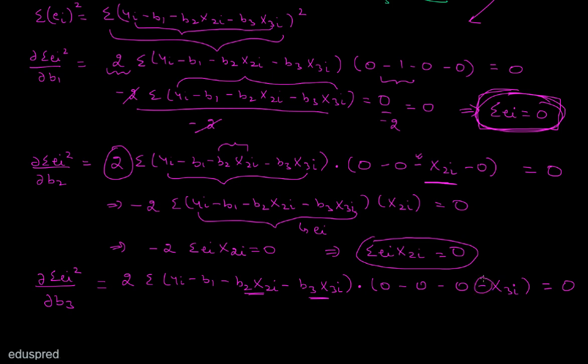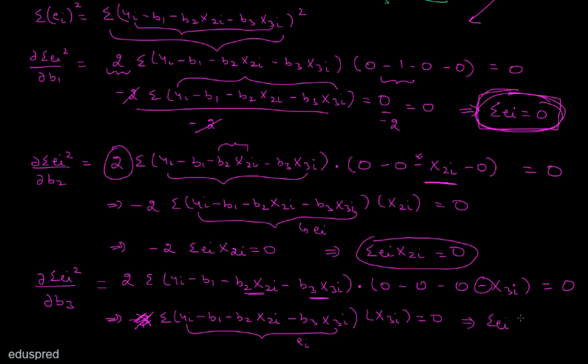We have a negative sign over here. I can write this negative sign with 2. So you get minus 2 summation yi minus b1 minus b2 x2i minus b3 x3i multiplied with x3i equal to 0. Now once again, I can divide both the sides by minus 2, and if I do that, I'll be able to get rid of this, and the right hand side will still remain 0. And this is nothing but ei, so this implies that summation of ei x3i is equal to 0, and this is the third piece of information that we have got.